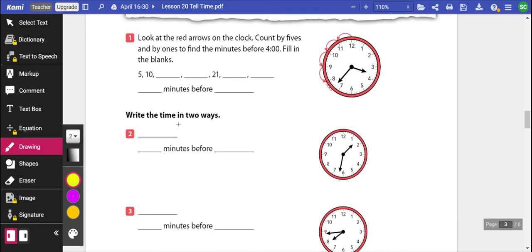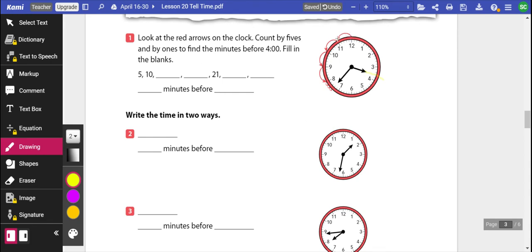So for question number 1, it says, look at the red arrows on the clock. Count by fives and by ones to find the minutes before 4. So this time we're going to go the opposite direction to find out how many minutes before 4 o'clock we are. Because if we look over here at the hour hand, we can see that our hour hand is between 3 and 4. So it's still in the 3 o'clocks.